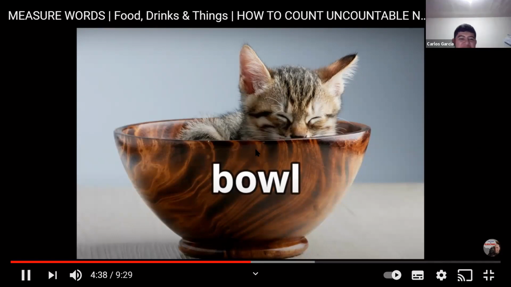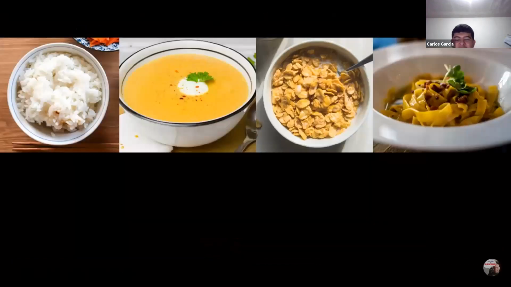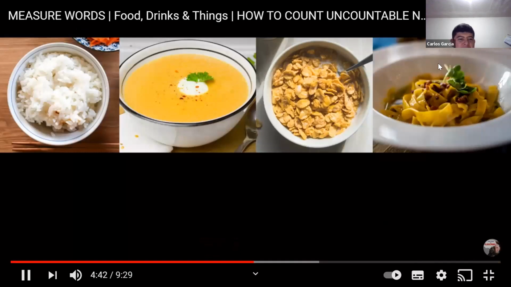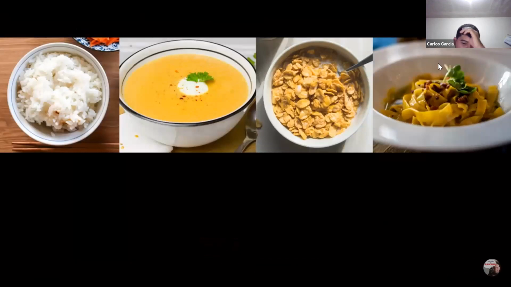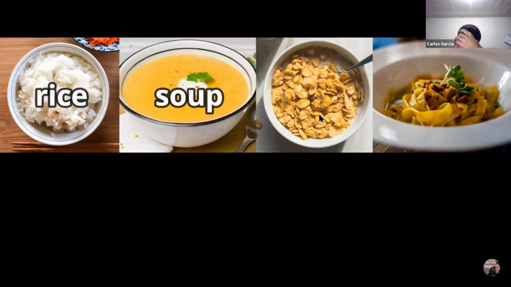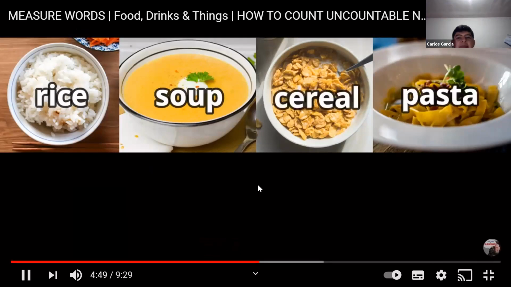Let's count with a bowl. Four very common uncountable food nouns are rice, soup, cereal, and pasta. Rice, soup, right? Not soap. Soap is something else, right? It's a hygiene product, right? Cereal, pasta.